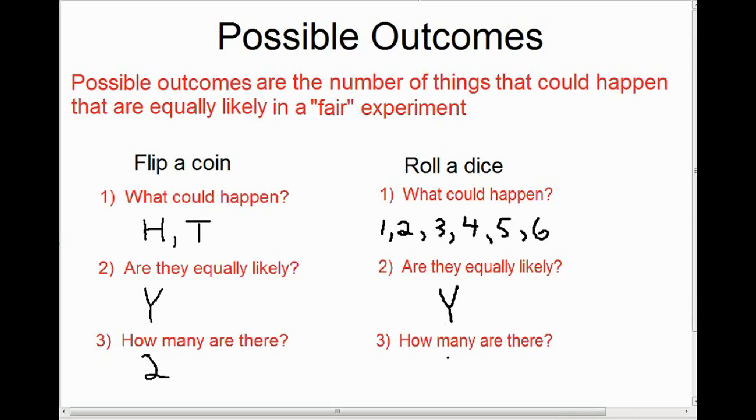So how many possible outcomes do we have here? Well, we have 6 possible outcomes. It could land on 1, it could land on 2, it could land on 3, it could land on 4, it could land on 5, or it could land on 6. So that's how many possible outcomes there are when we roll a dice.